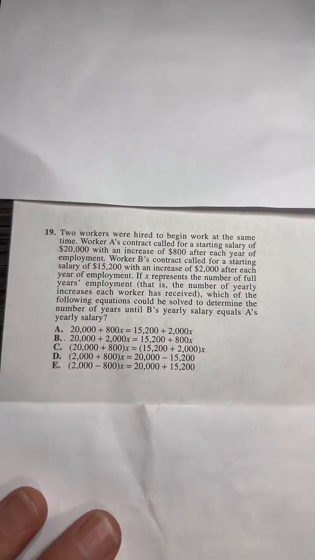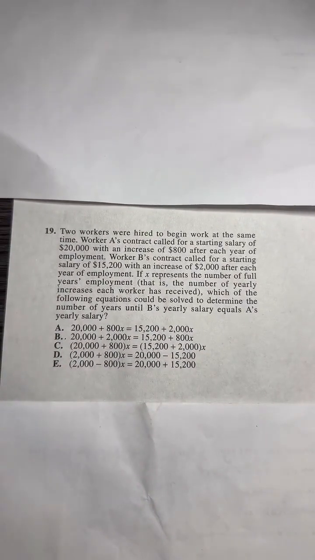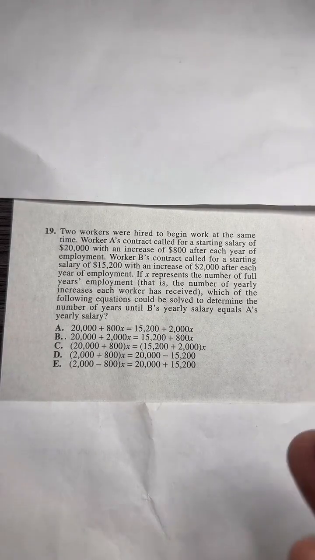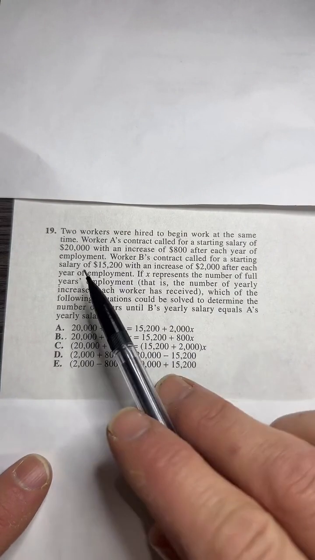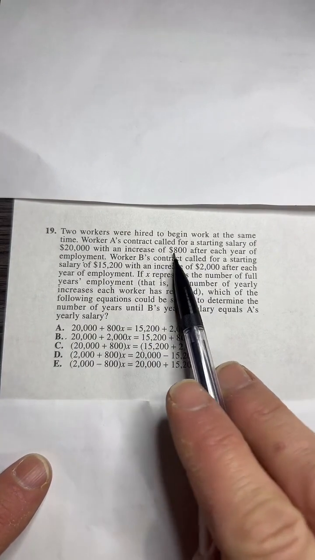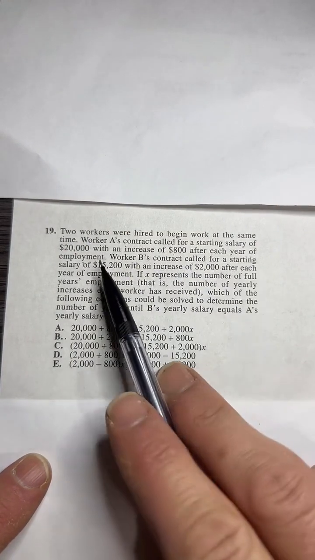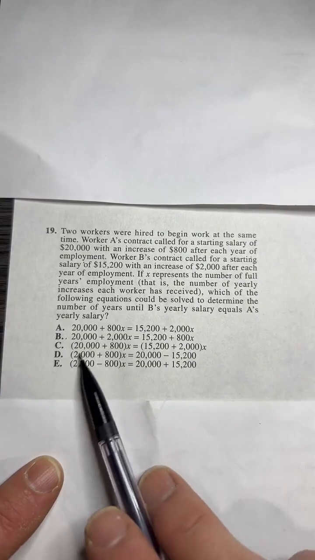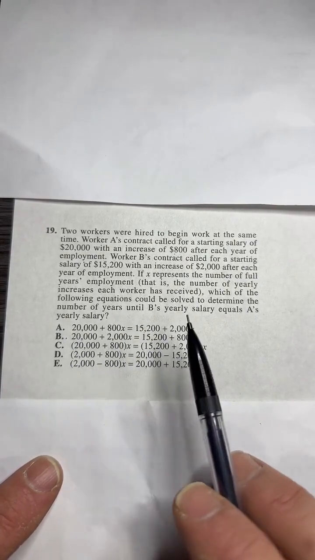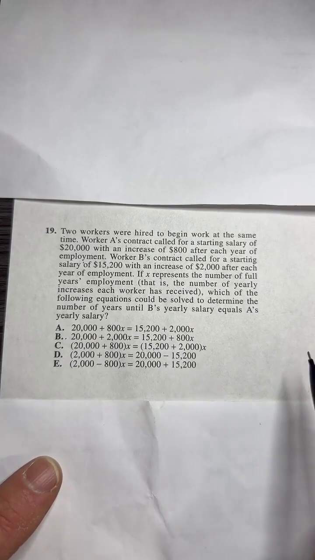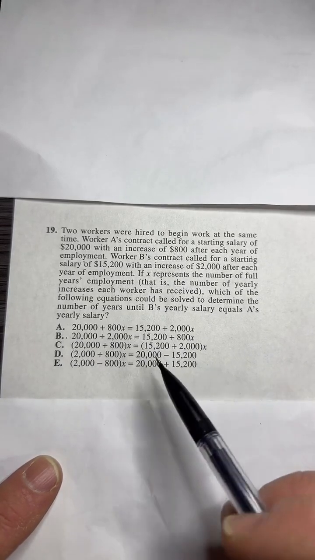Number 19. 2 workers were hired to begin work at the same time. All right. How many people are going to skip this just because it's so long? Pretty ridiculous. So worker A's contract called for a starting salary of 20 grand with an increase of 800 after each year of employment. So I look at this. 20 grand is a fixed amount. We don't have any variables attached to it. We're going to add 800 bucks per year.